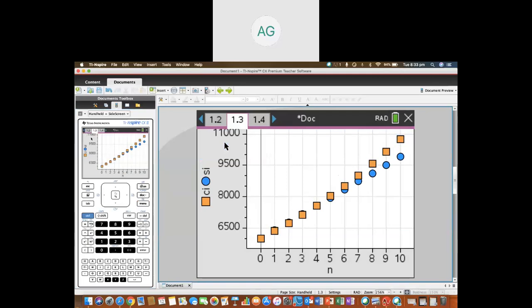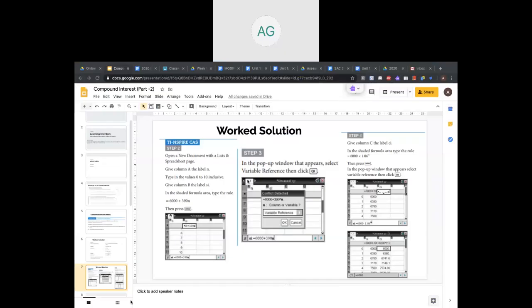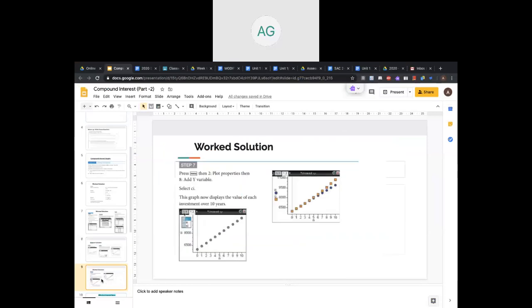So that's how you do that on the CAS, and all the step-by-step instructions are here in your book and on this PowerPoint as well. So you got your two graphs here.